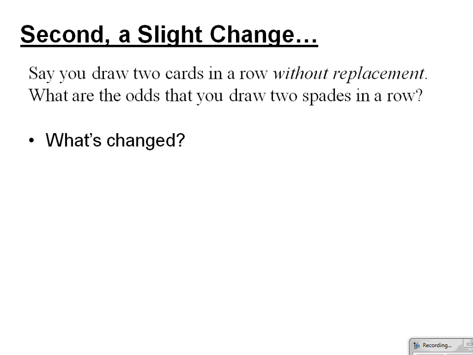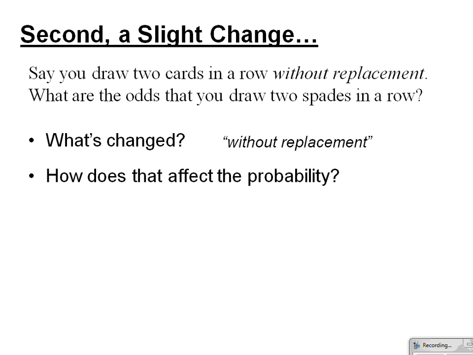What's changed in this problem? I'll give you a hint. It's in italics. Without replacement. In this probability experiment, we're actually drawing 2 cards in a row without replacing one card before drawing the next. Much more akin to what would happen in a game of blackjack or a game of poker or any other type of game of cards. But that actually changes the type of probability that we need to calculate.